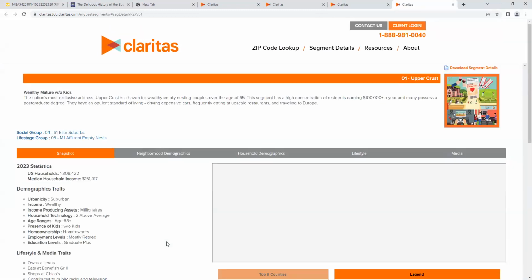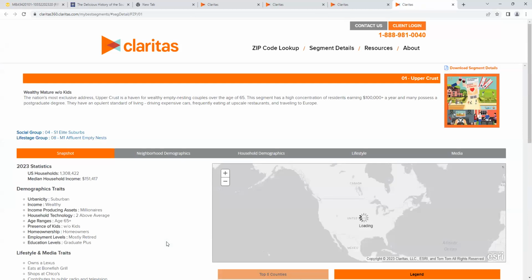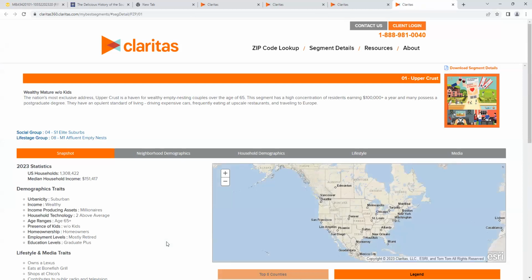Okay. So, the nation's most exclusive address, Upper Crust, is a haven for wealthy, empty nesting couples over the age of 65. This segment has a high concentration of residents earning 100,000 plus a year, and many possess postgraduate degrees. They have an opulent standard of living, driving expensive cars, frequently eating at upscale restaurants, and traveling to Europe. Okay, sounds like my wife.